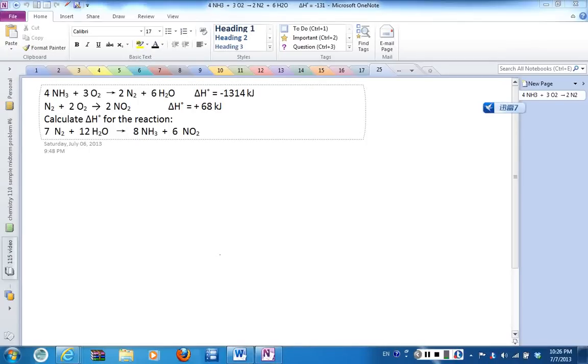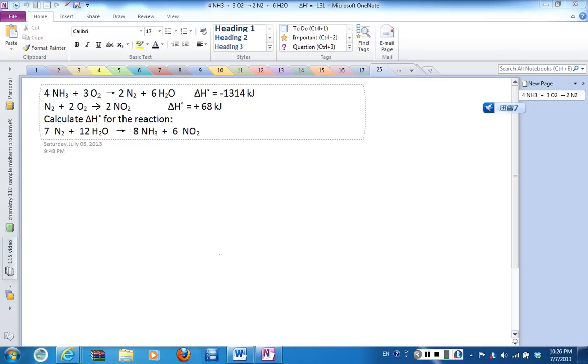This is a problem where we know two chemical reactions' standard enthalpy change values. First one is ammonia reacting with oxygen producing nitrogen and water. The second one is nitrogen reacting with oxygen producing nitrogen dioxide. And we want to find out the standard enthalpy change of the reaction between nitrogen and water.